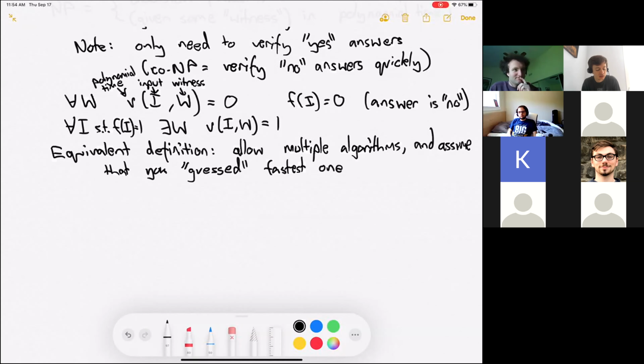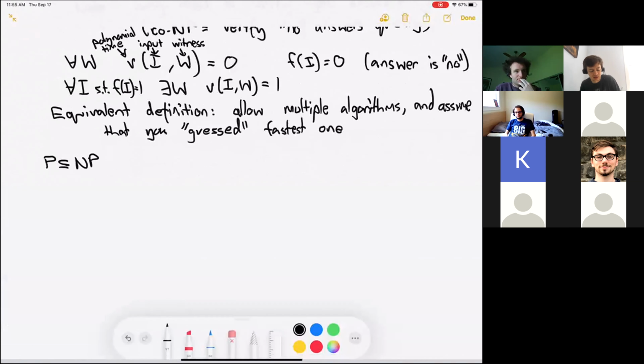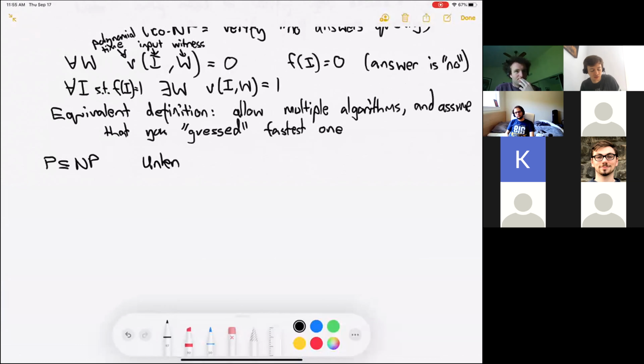Okay, so it should be obvious that P is contained in NP, right? If I can just solve the problem in polynomial time, then I don't need a witness at all. I can just solve it. So that's fine. Clearly, I can also verify it with a witness. The P versus NP problem is about the fact it is unknown whether this is an equality.